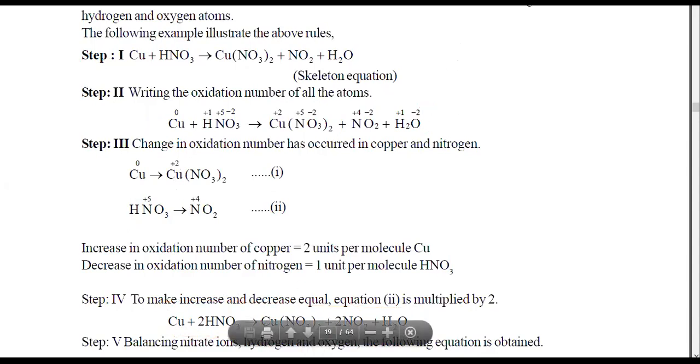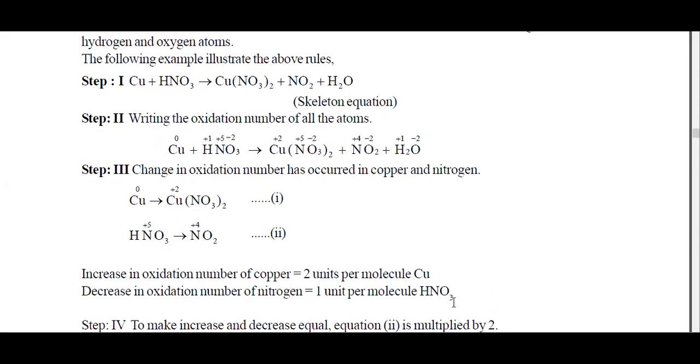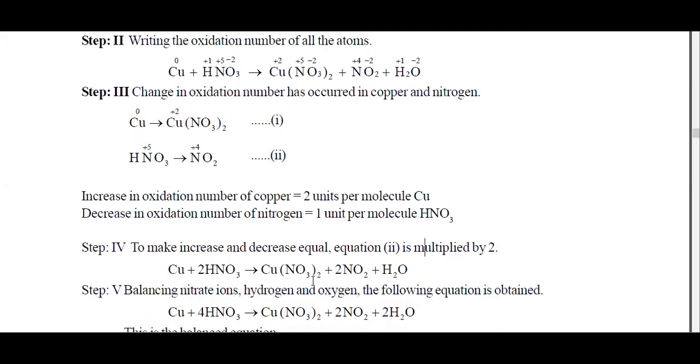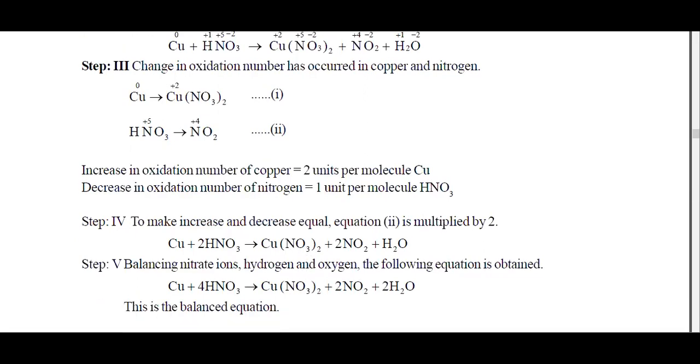Then balance the elements. Here we can see nitrogen is not balanced, and hydrogen is also not balanced. So we'll balance nitrogen, hydrogen, oxygen by normal hit and trial balancing.